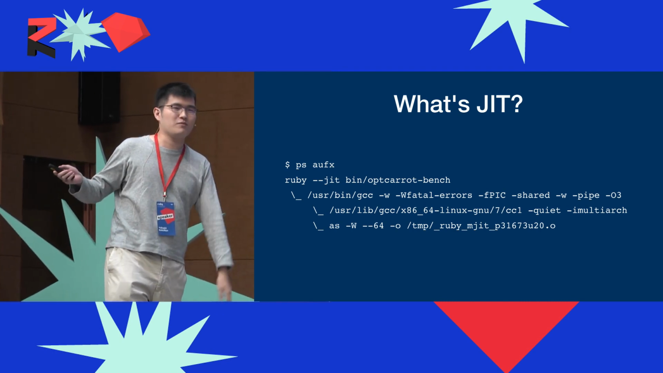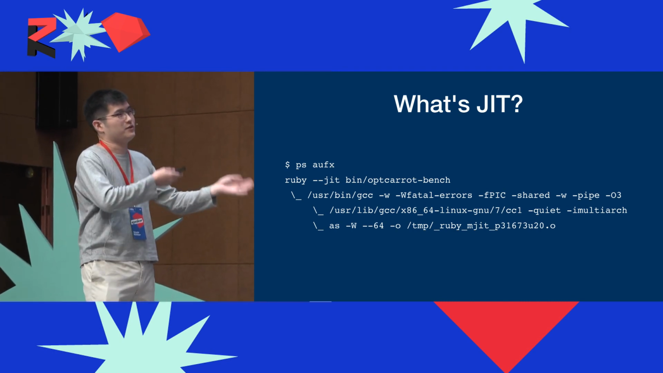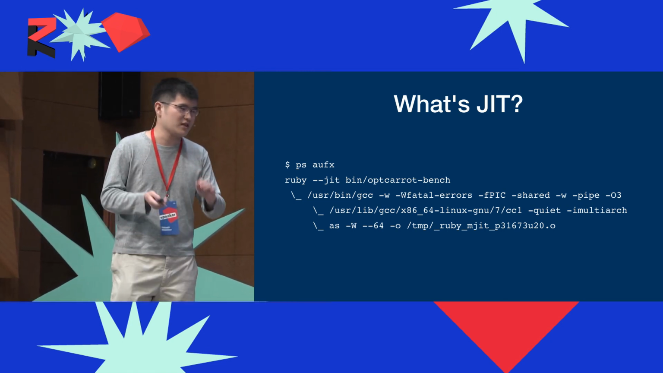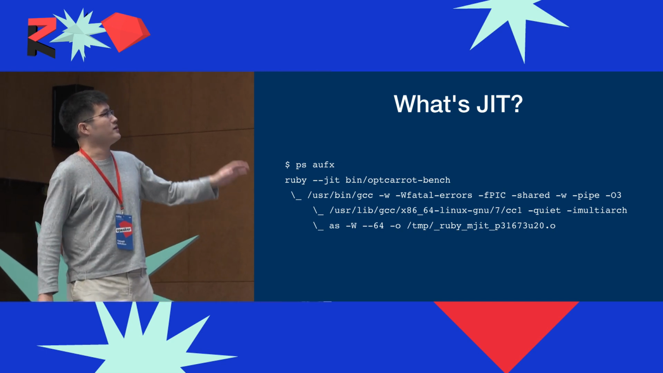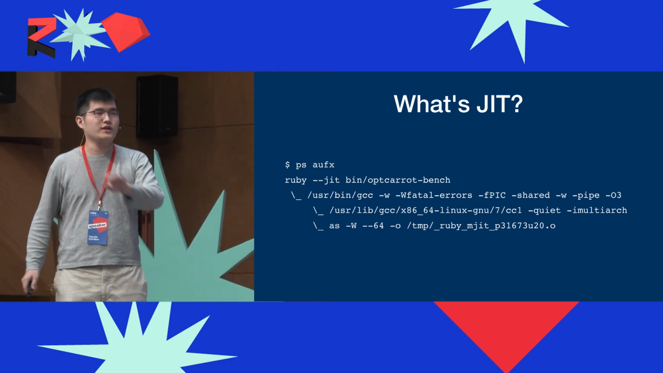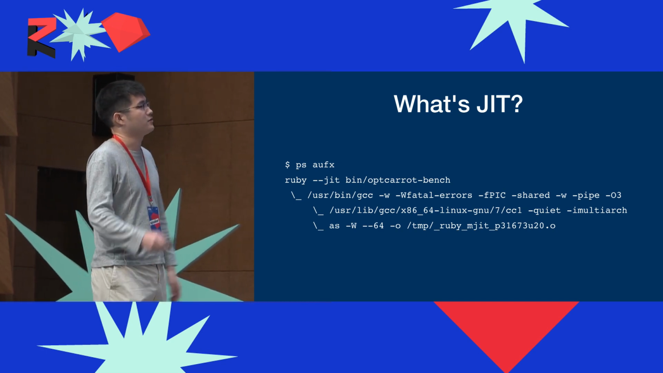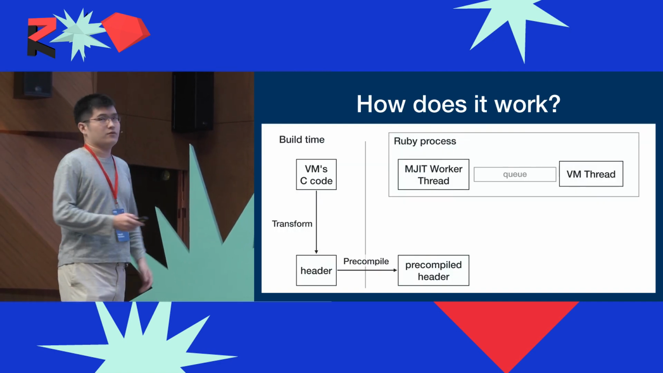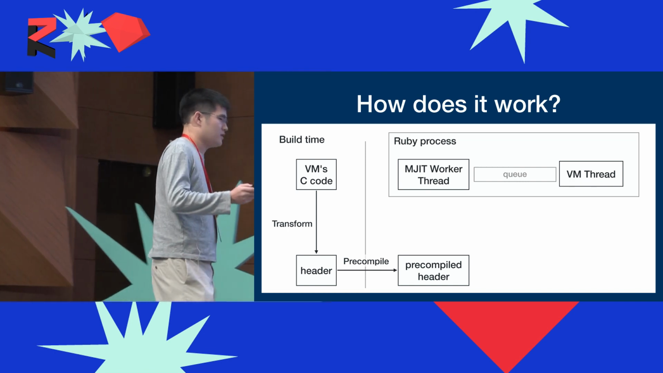In the future, we may be able to do something to preload that kind of native code, but right now we don't support that, so you will see this kind of process tree after enabling the JIT compiler thread. Behind that, I'll roughly explain how that works.